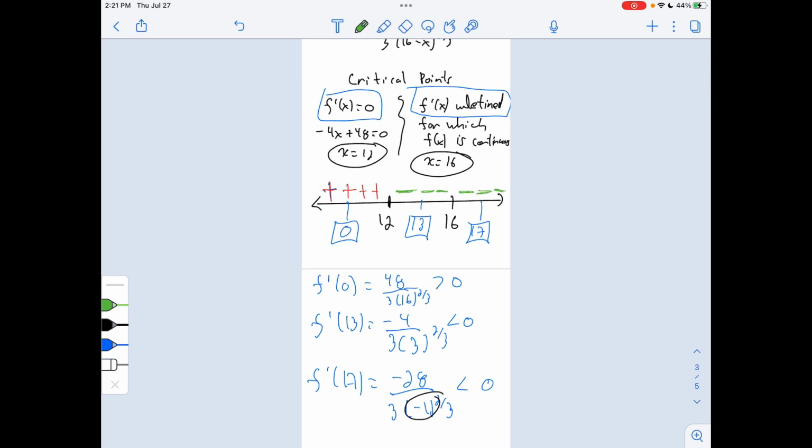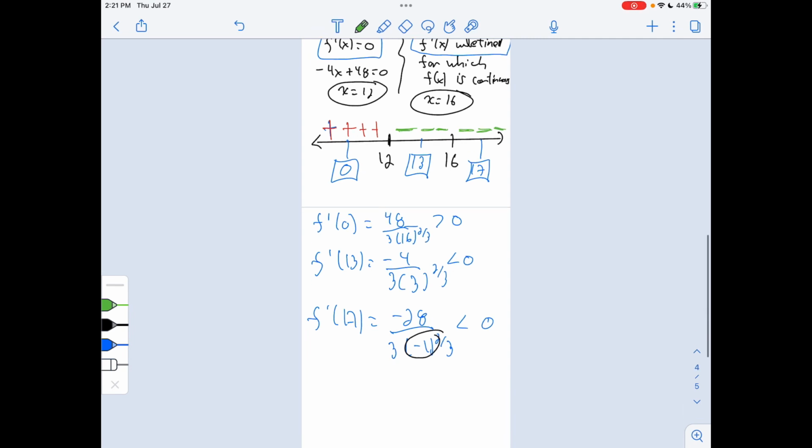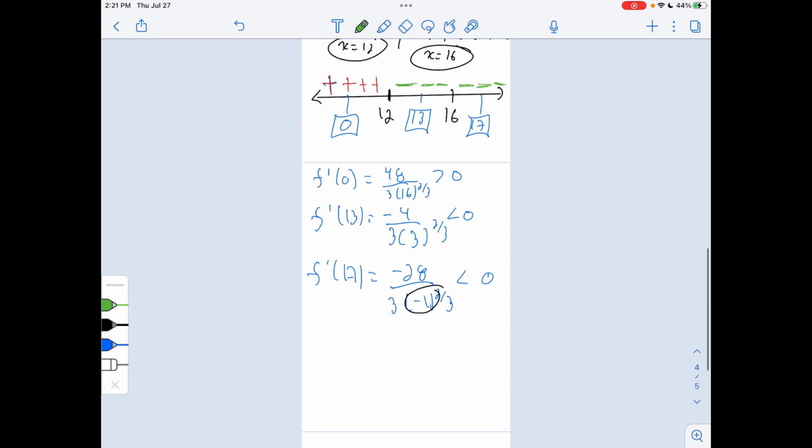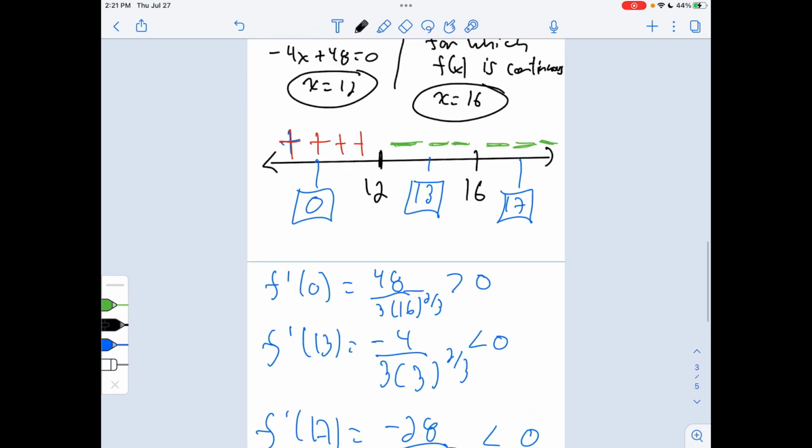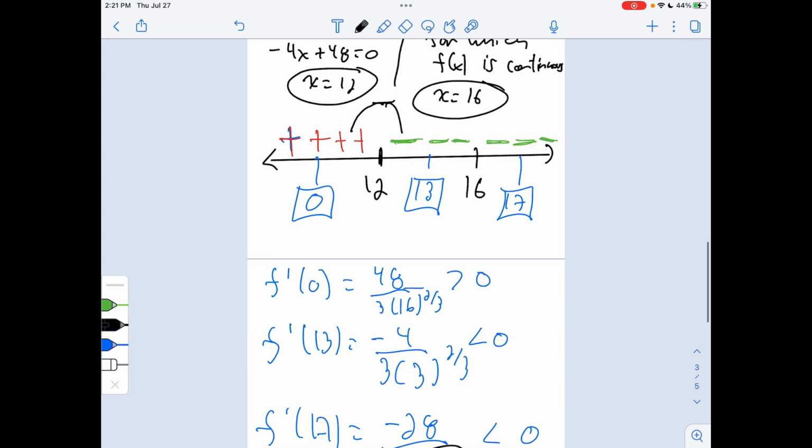All right, so what do we have? Well, we only have one extremum here, which is at 12. X equals 12 would be a relative maximum here. Because what happens is, let me zoom in here, your function's increasing, stops at 12, the derivative is 0, and then it goes back down.